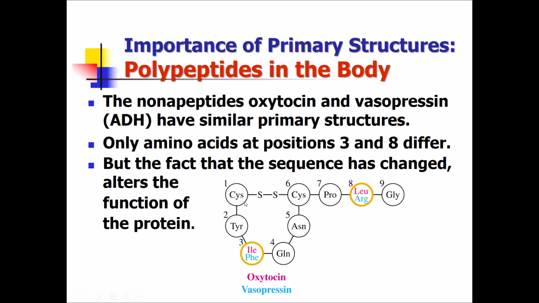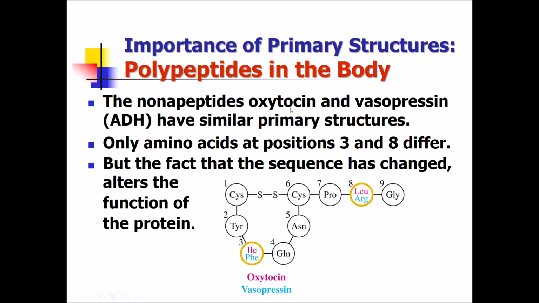And you can see both oxytocin and ADH have cysteine for the first amino acid. Tyrosine is the second, but then they're showing isoleucine for oxytocin and phenylalanine for vasopressin, and that's fine, but it's ADH. Then they share number 4, 5, 6, 7, and then 8, leucine for oxytocin, and arginine for vasopressin, and then 9, they share glycine. So 7 out of the 9 are the same, but at positions 3 and 8, they are different, and that creates 2 different hormones that have 2 very different actions.